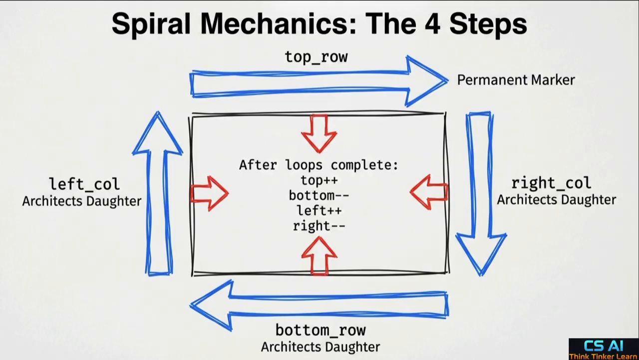Right column: move from top to bottom down the right edge, then we write minus minus. For the bottom row, move from right to left across the bottom, then bottom minus minus. And finally, for left col, move from bottom to top of the left edge, then left plus plus. After one full cycle of these four loops, the boundaries have shrunk inwards by 1 unit on all sides. You simply repeat this while your top hasn't passed your bottom and your left hasn't passed your right. It's mechanical, it's predictable, and it's much harder to mess up than manual turn tracking.